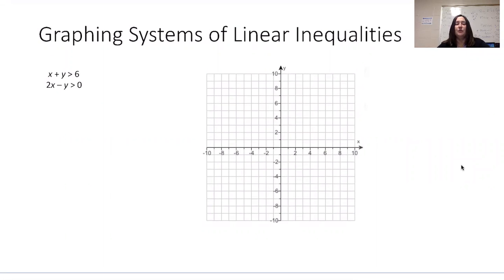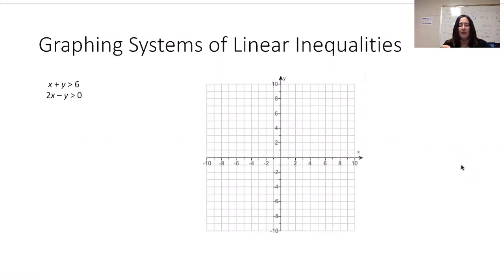So you have to graph an equation of a line. A couple things that you have to think about. Something you need to remember: greater than or less than will be a dotted line. If it's greater than or equal to or less than or equal to, it will be a solid line. Okay, so a couple things.